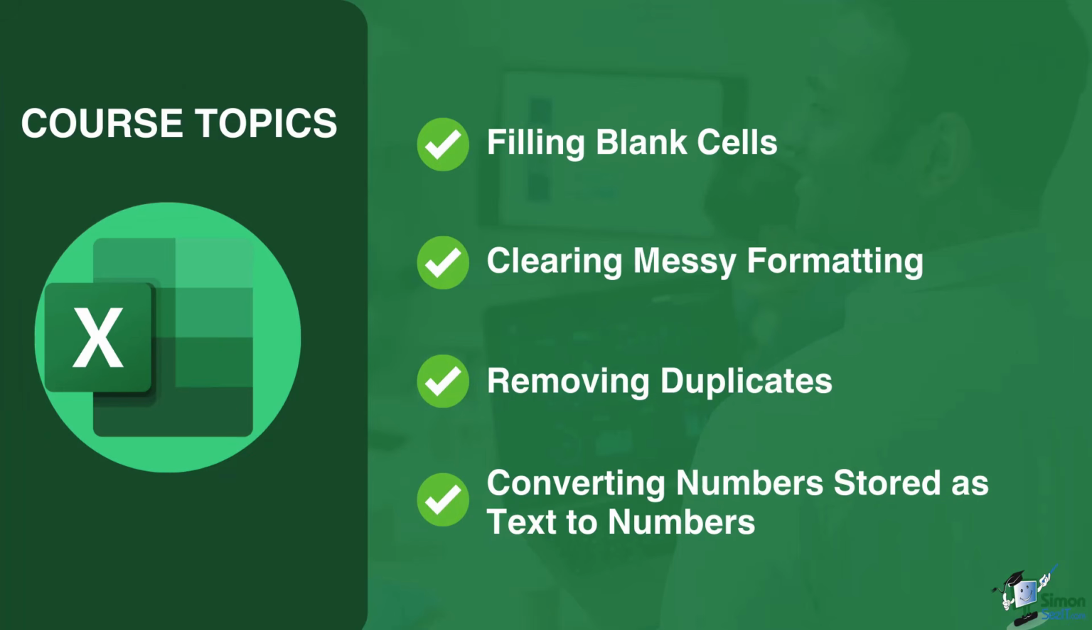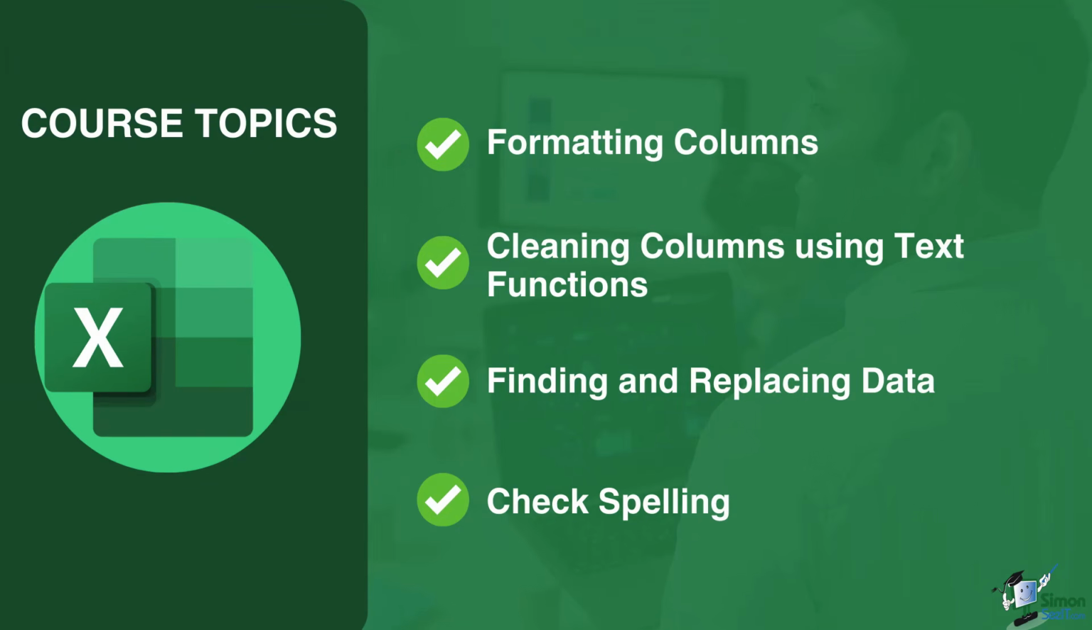We'll take a look at things like removing duplicates and clearing messy formatting. We'll take a look at how we can format our columns correctly, and also how we can convert numbers stored as text back to numbers. I'm going to show you how you can change the case so that everything is consistent across your spreadsheets. And we'll also take a look at how we can remove any weird spaces, line breaks, and non-printing characters from our data set.